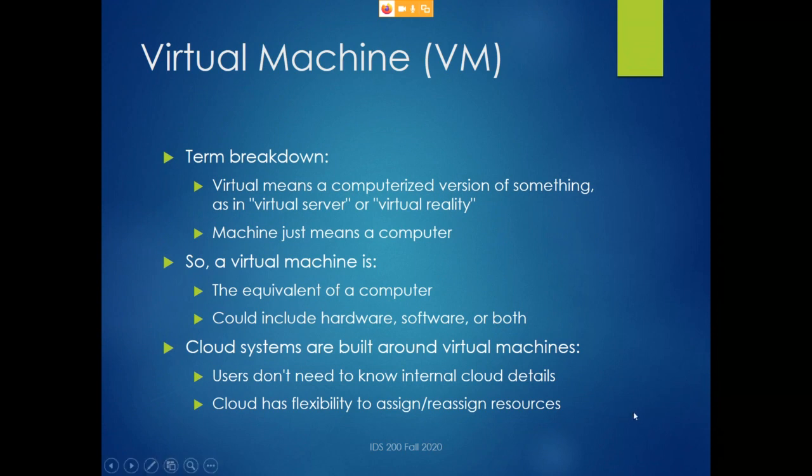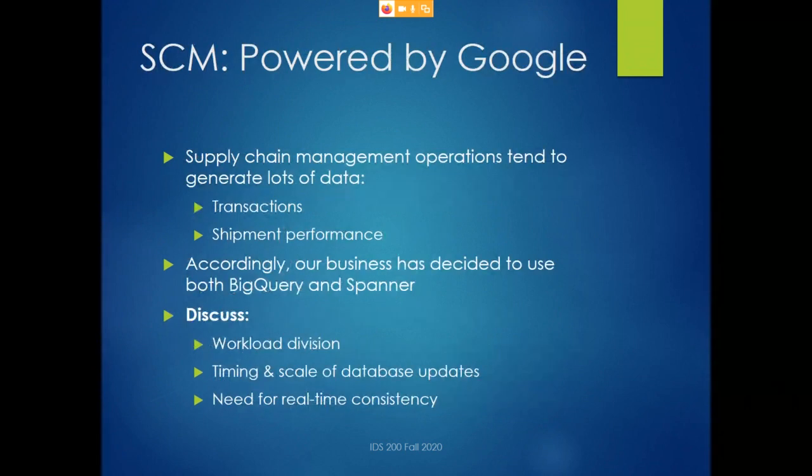And cloud systems are built around these virtual machines. So users don't need to know the internal details of how the cloud is set up, and the cloud has the flexibility to assign or reassign resources wherever. It can run different applications on whatever hardware is appropriate at the moment. It doesn't always make sense in the cloud, in fact it often doesn't, to have a machine that runs a whole lot of different applications. For cloud, it's often much better to run only one kind of application on a particular machine. That makes it a lot easier to track it for quality of service purposes. We'll talk more about that in the YouTube module.